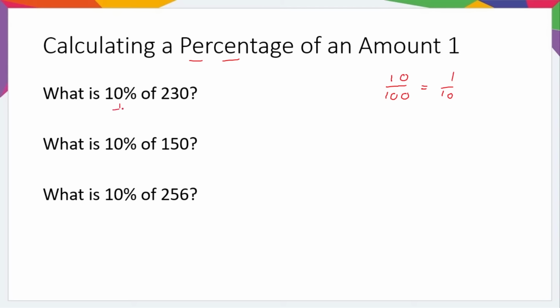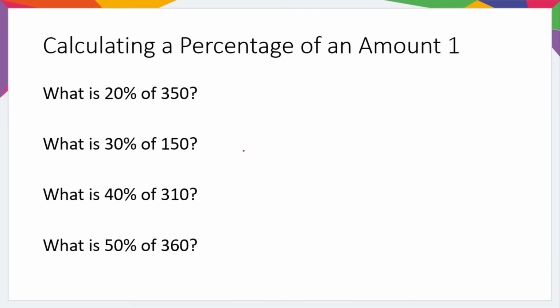So all we're doing is we're working out 1/10 of 230. Divide it by 10, 23. Maybe it's easier, just remember 10% is you're just dividing it by 10. 10% of 150 is 15. So when the number ends in a 0 and you're working out 10%, just chop off the 0. If it doesn't end in a 0, then you need to put a decimal point between the two numbers on the right hand side. So 256 becomes 25.6. That is 10% of 256.